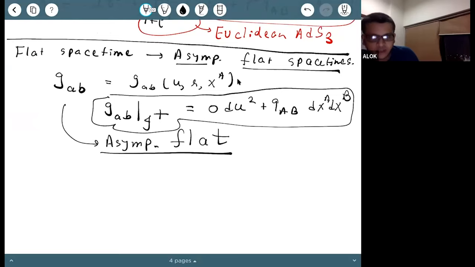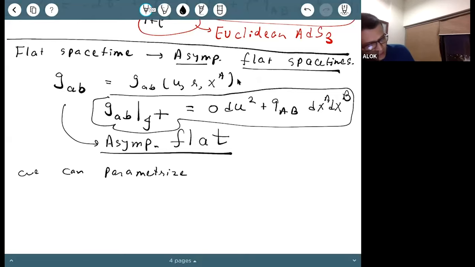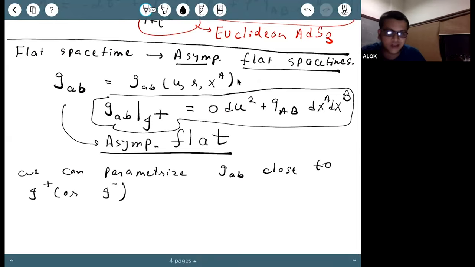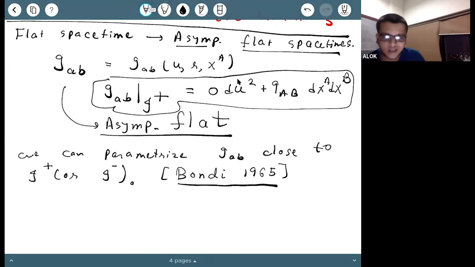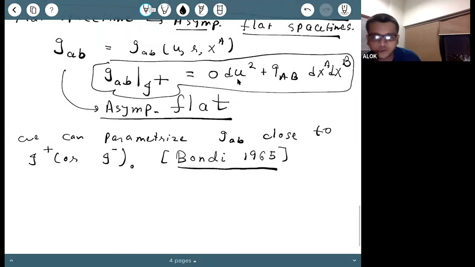So this class of metrics we can actually parameterize nicely. We can do an expansion, parameterize them, g_AB close to, say, scri plus or scri minus. I'm doing it for scri plus, but everything I'm saying will analogously follow for scri minus. And this parameterization was given by Bondi many decades back, I think in '65. In order to do this parameterization, of course, we have to fix a gauge, because if you want to write any metric, we have to choose a coordinate system.